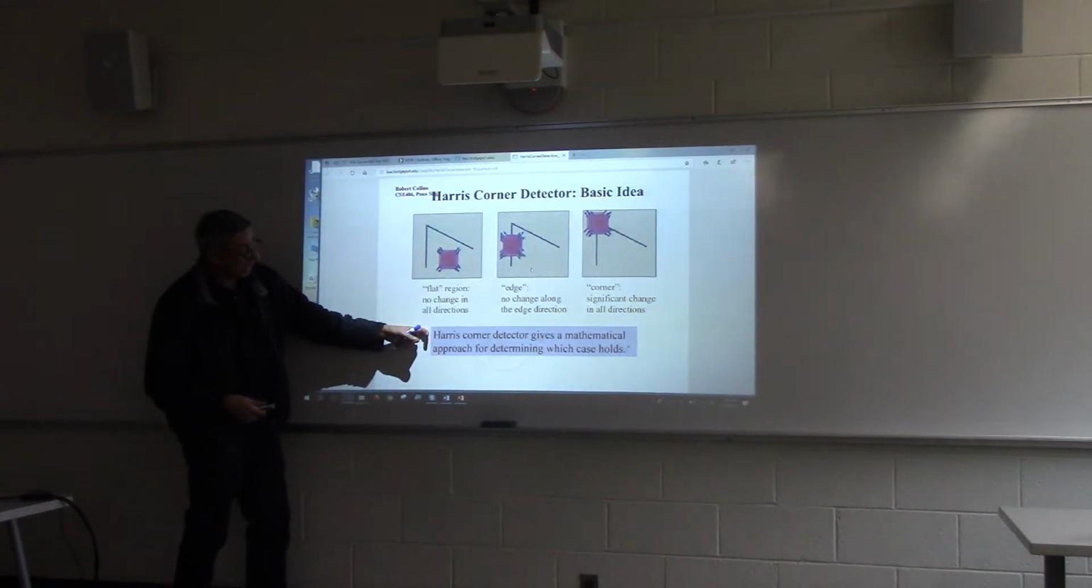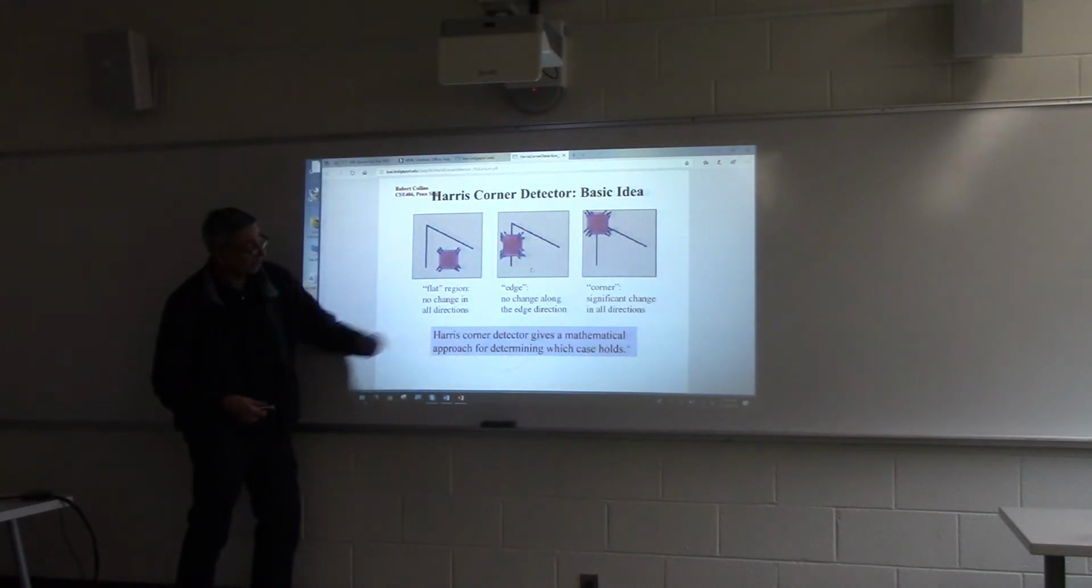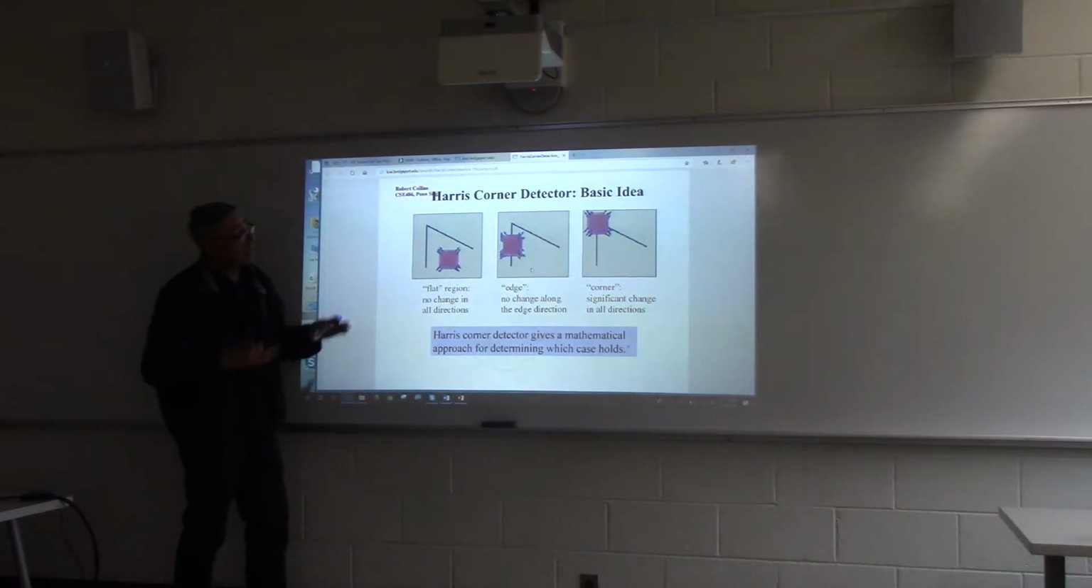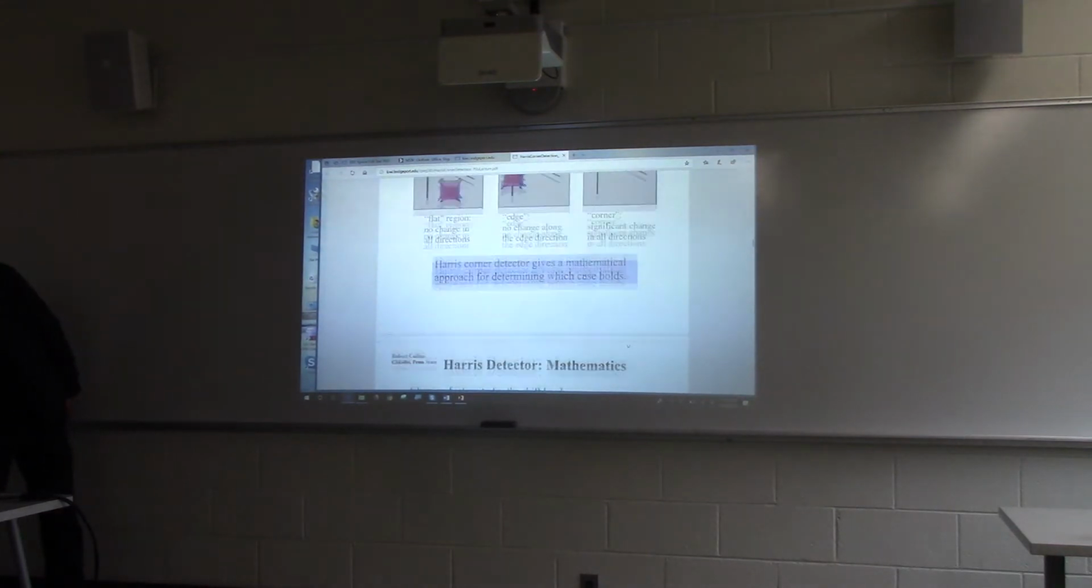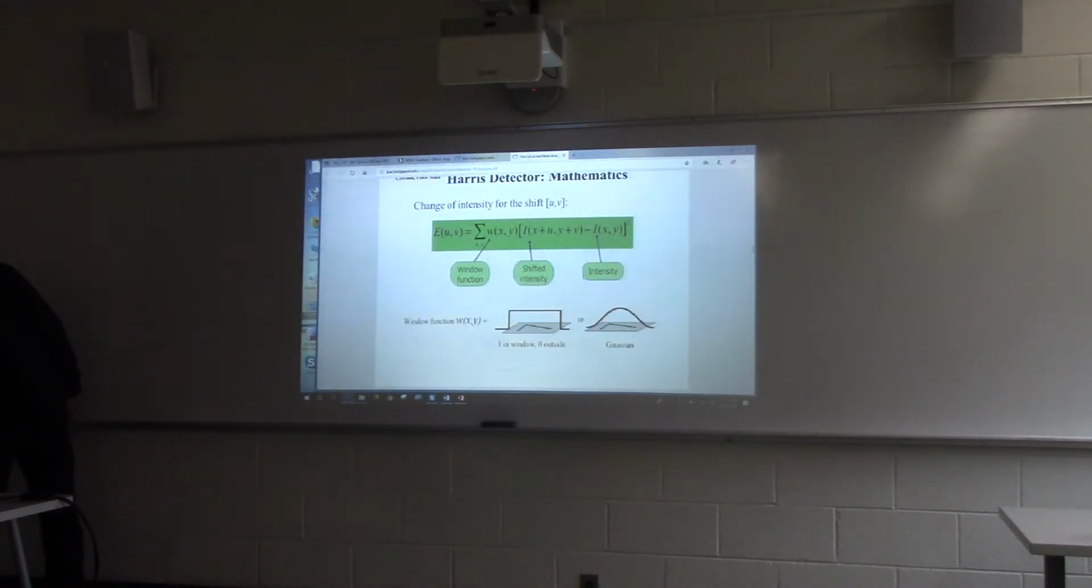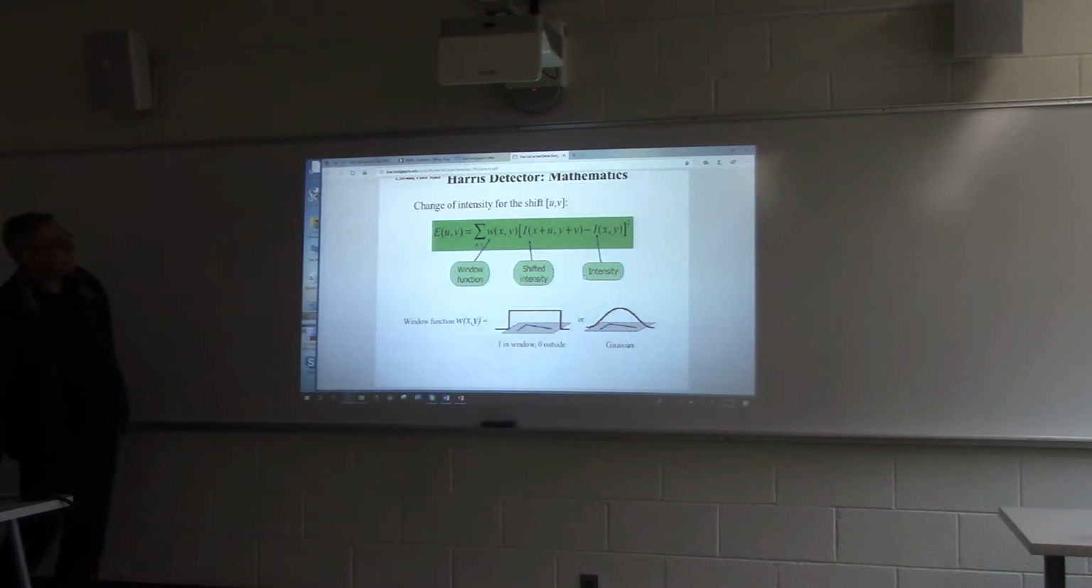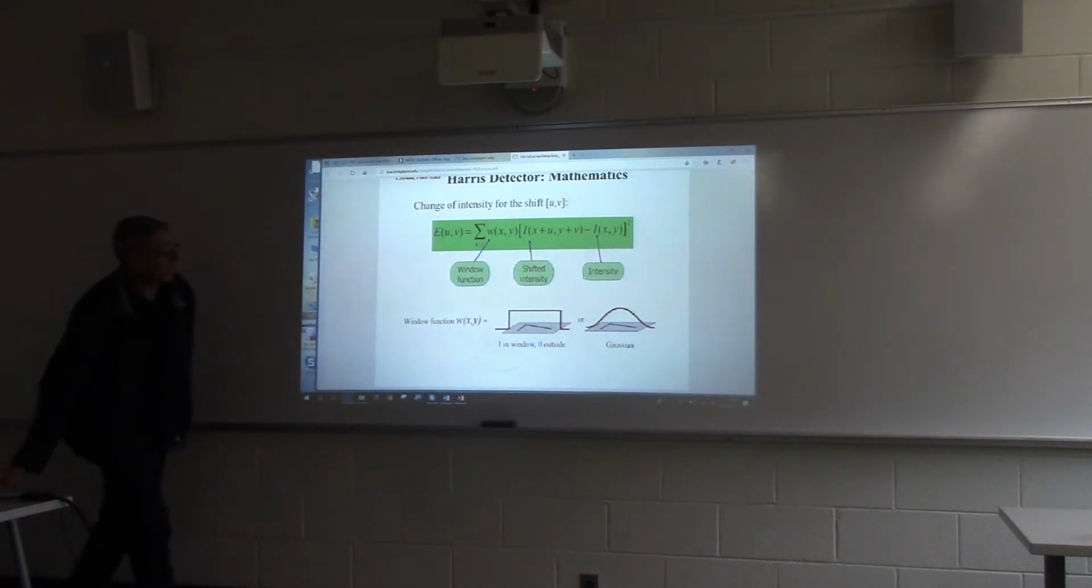So Harris corner detector gives a mathematical approach to determining which case holds better, meaning which one is a potential corner. Okay, so here's our function for determining the intensity of change.